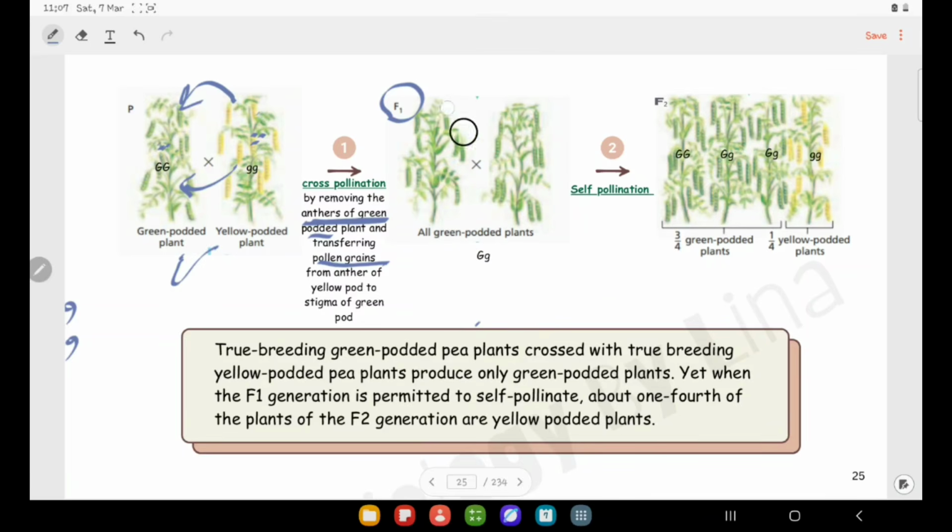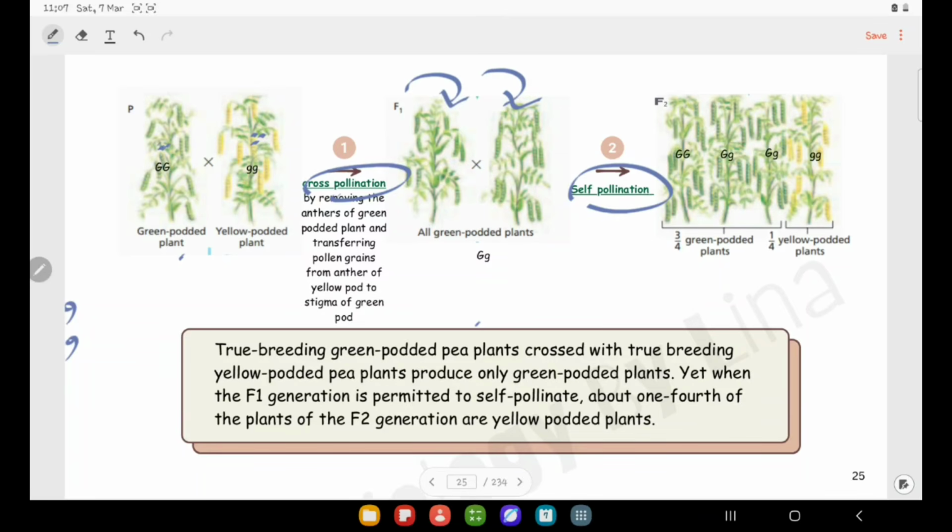Now, how did he get the F2? We know F1 was by cross-pollination. How did he get the F2 generation? By self-pollination of F1, which means he crossed these by themselves. He crossed G capital G small by G capital G small. The offspring produced are: one of them will be G capital G capital, green, homo, and 2 of them will be G capital G small, which are also green, and one of them will be G small G small, which is the yellow pod.